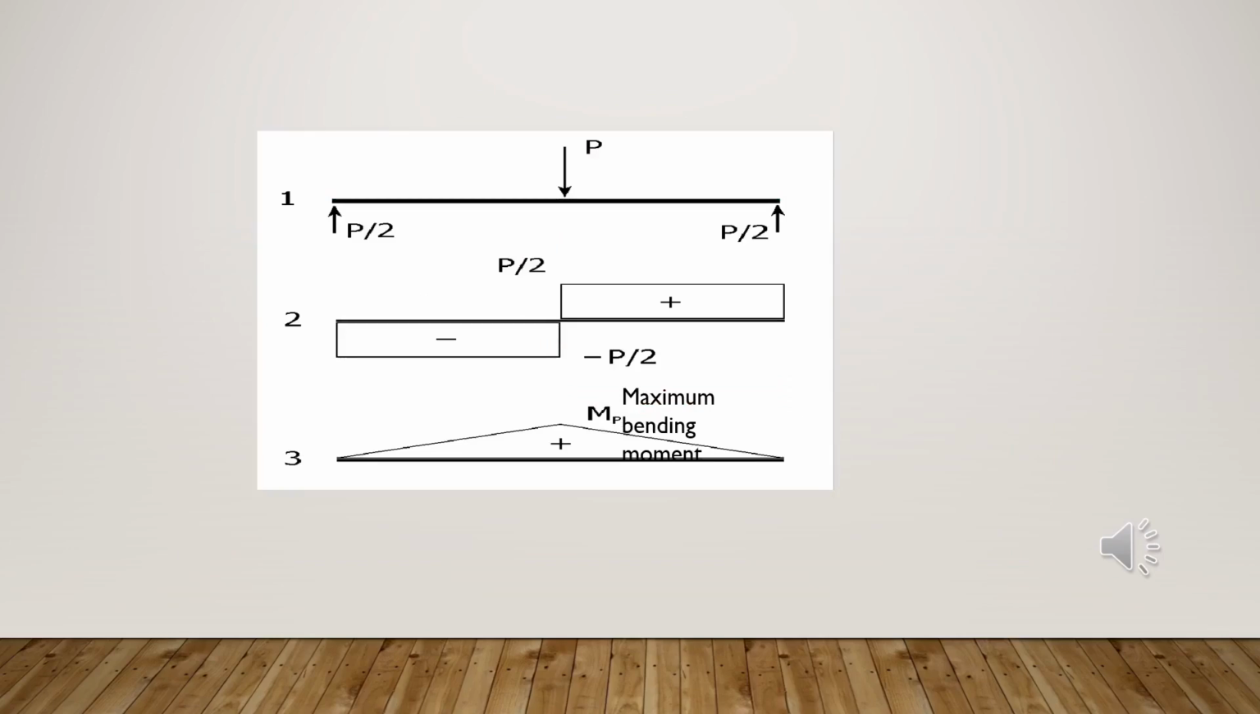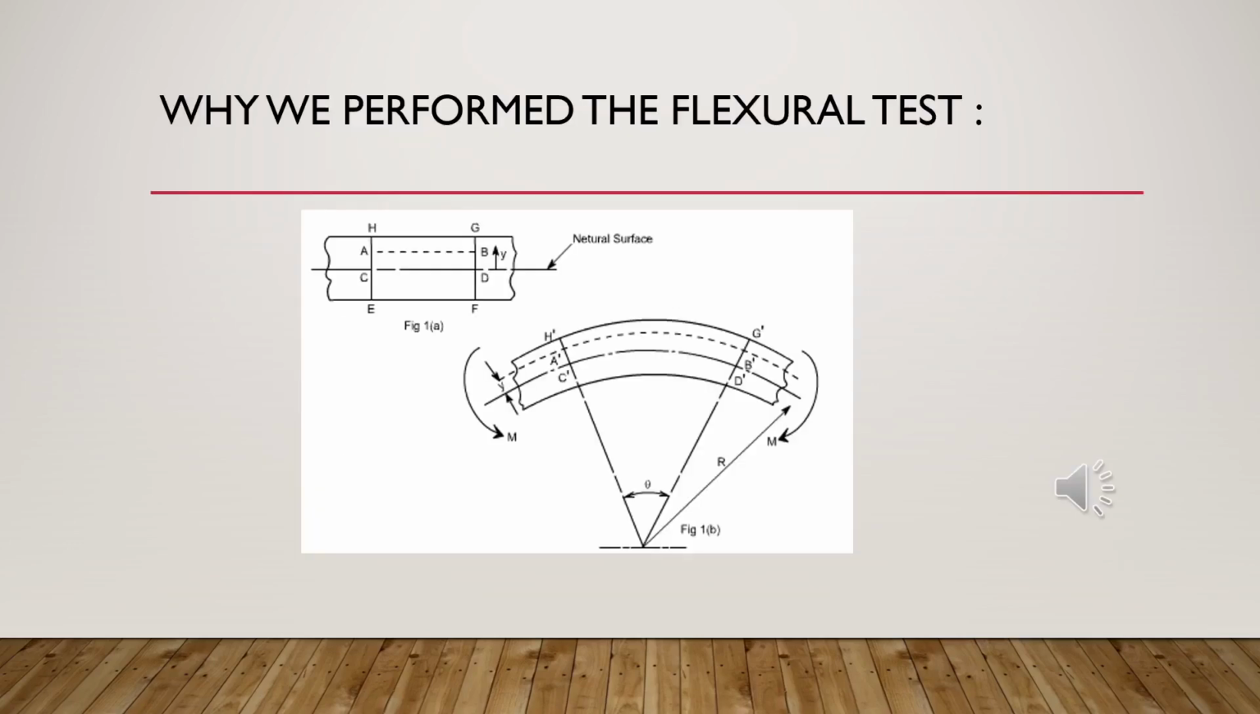This figure represents the shear force and bending moment diagram. As we can see from the bending moment diagram, the moment is maximum at the midpoint, due to which the bending stress is maximum at the outer layer of the midpoint of the beam.